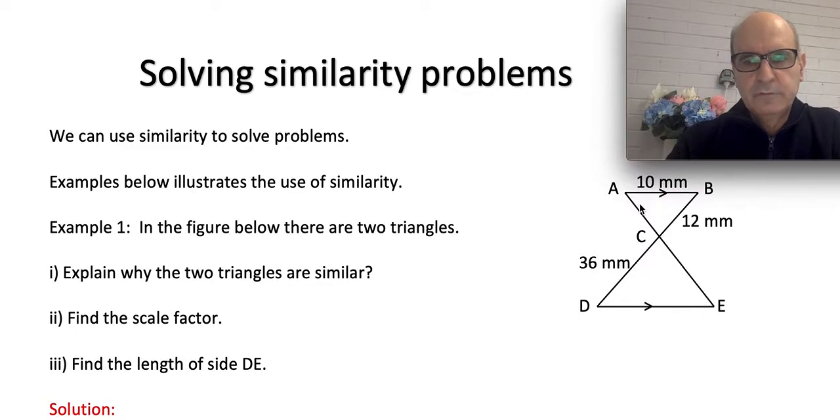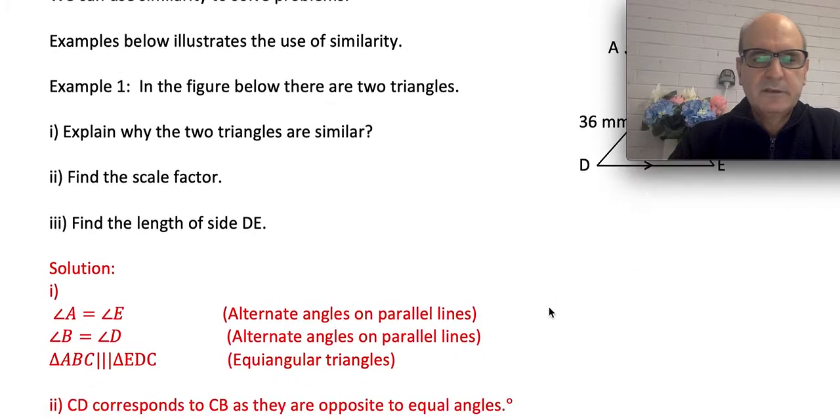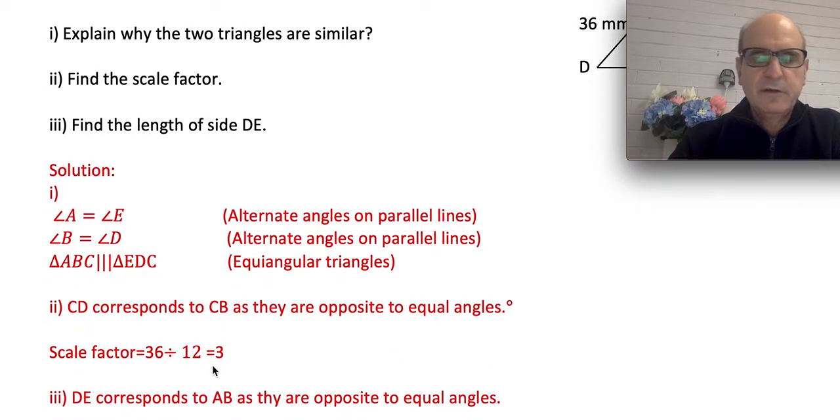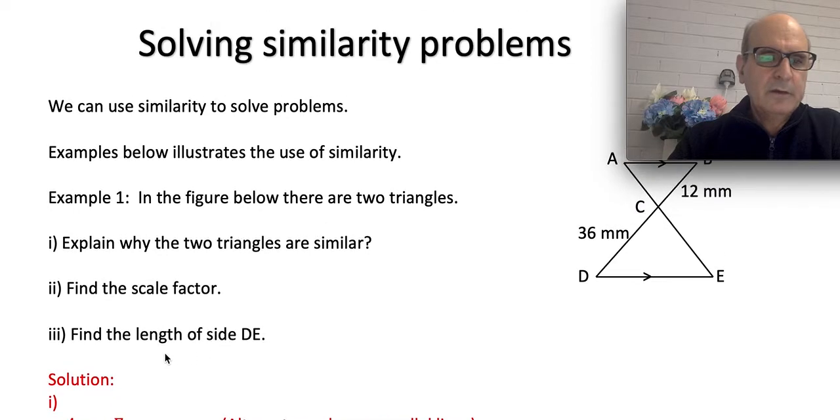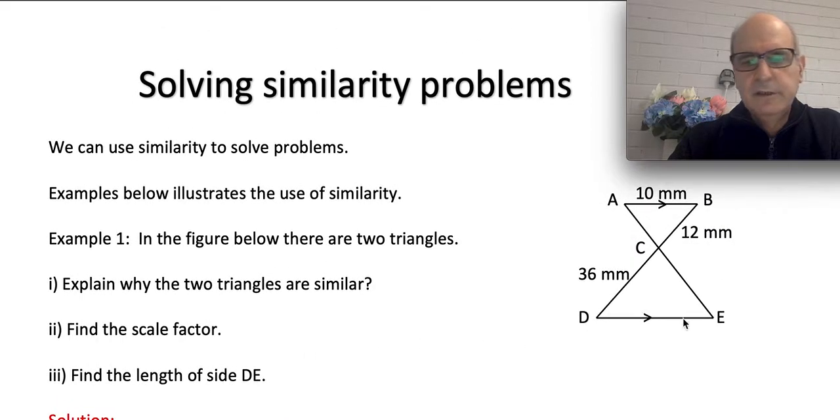So to know if two sides are corresponding, we got to make sure they are opposite to equal angles, which they are. So the next step is to divide 36 by 12 to get the scale factor. 36 divided by 12 gives us 3. So that's the scale factor. Now part 3, find the length of DE.